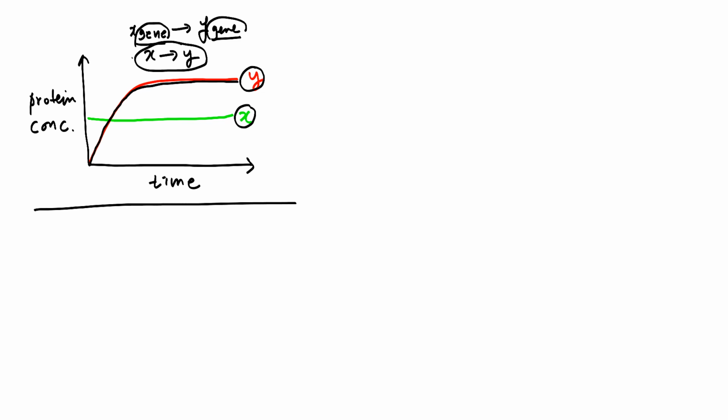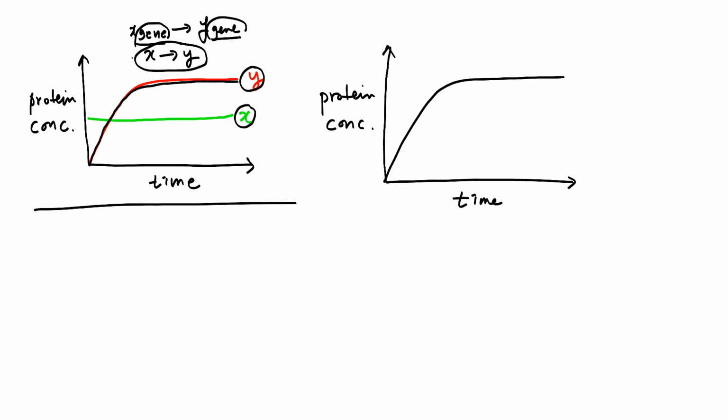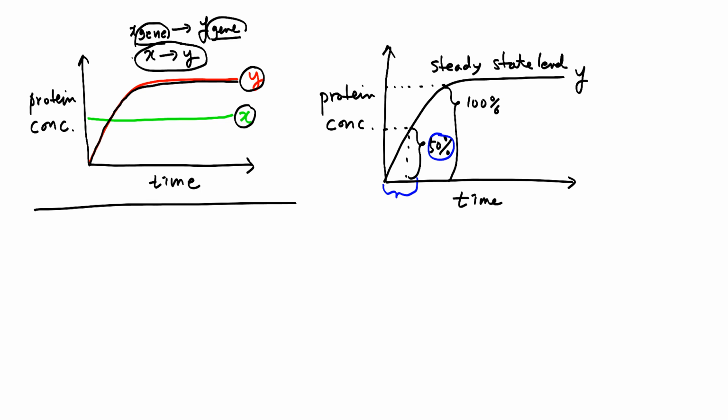Now I want to define a response time. We have this dynamics, or you may say it's Y protein dynamics, and the time it takes to reach half of the steady state. So this is 100% and this is 50%. This is the steady state level. The time it takes to reach 50% of the steady state level can be defined as response time.